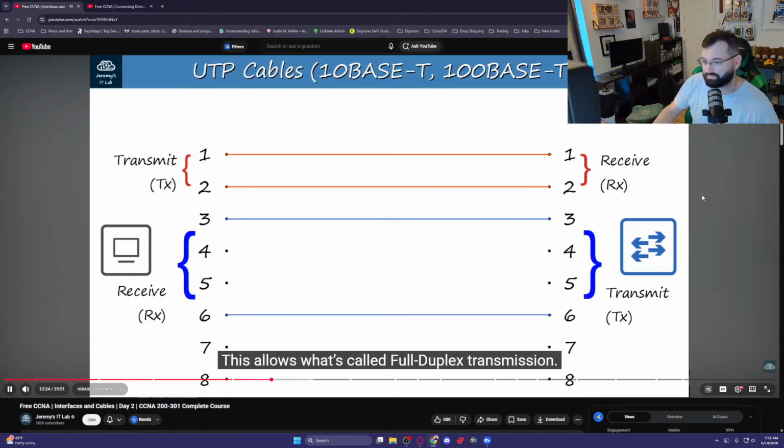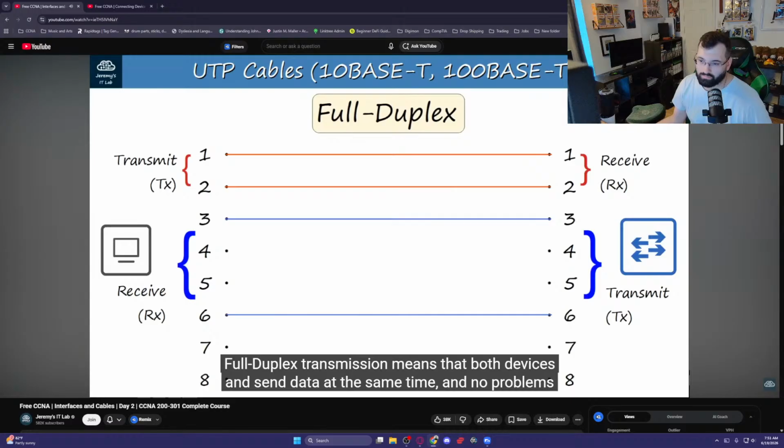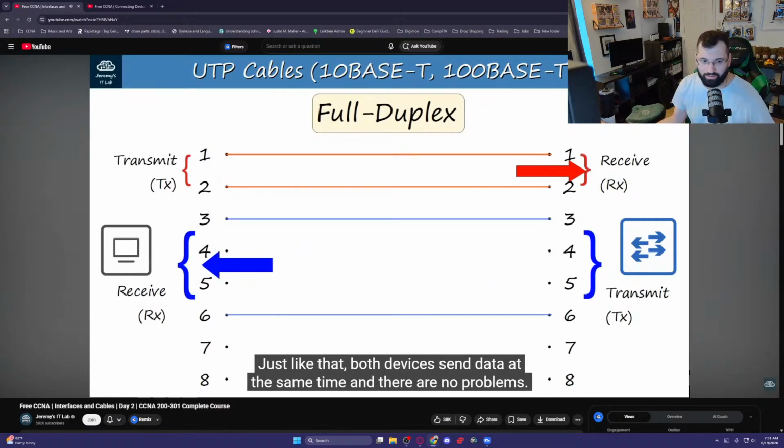This allows for what's called full duplex transmission. Full duplex transmission means that both devices can send and receive data at the same time, and no problems like collisions will occur because they use separate wires to transmit and receive data. Data can collide on wires, just like traffic. Think of it like a highway. Both devices send data at the same time, and there are no problems.